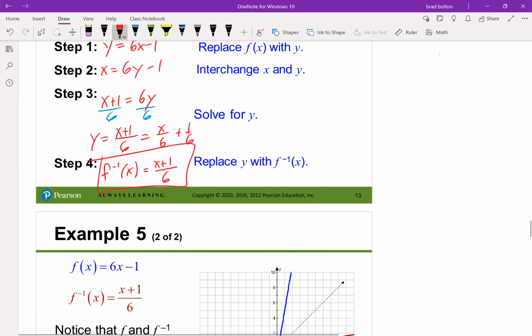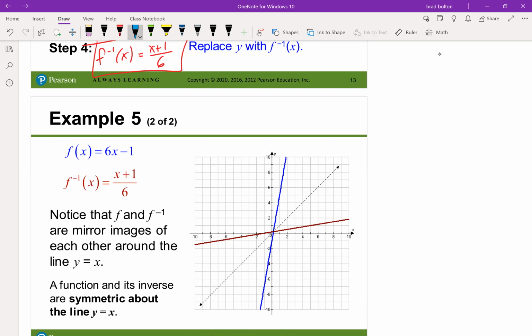Now they say to graph it. Luckily, I left the graph here, because graphing 1/6 is going to be really tough. So if we graph f of x, 6x minus 1, we go down 1. Notice here's the blue line. We go down 1, right here, and then we rise 6, 1, 2, 3, 4, 5, 6, and go over 1. So this is how they got their blue line, and this is f of x.